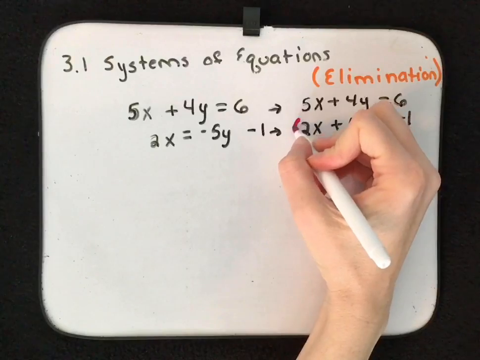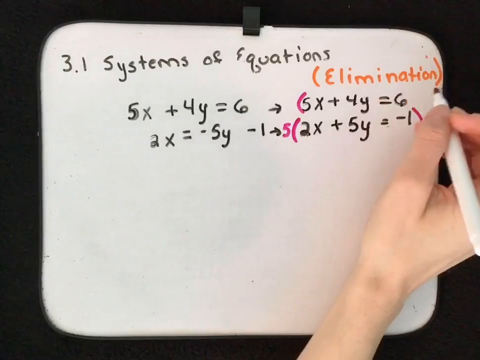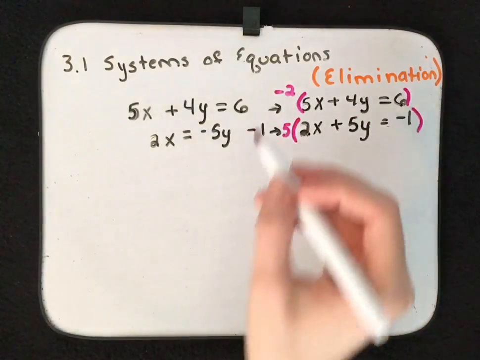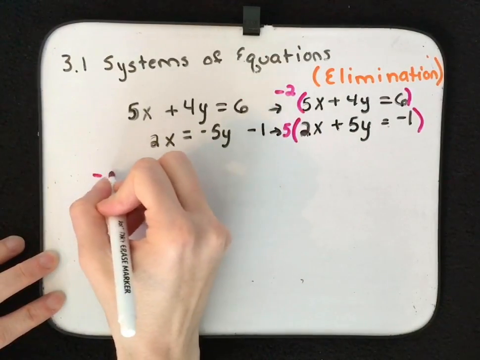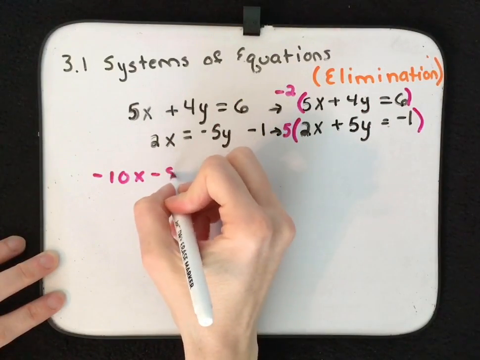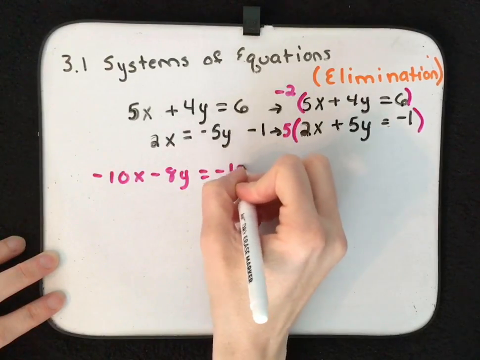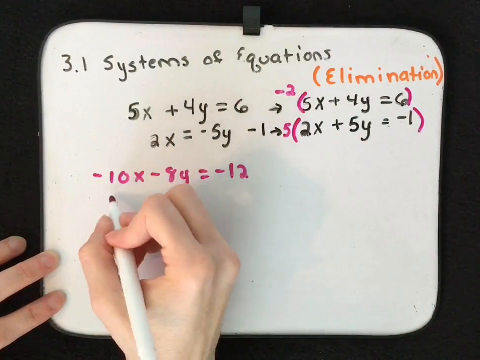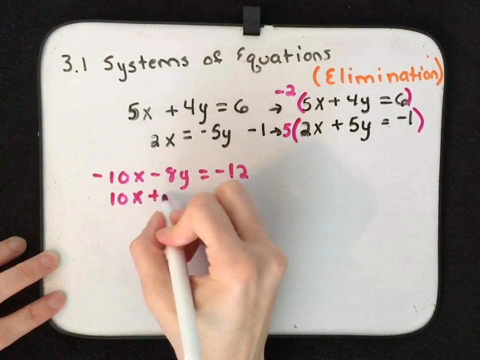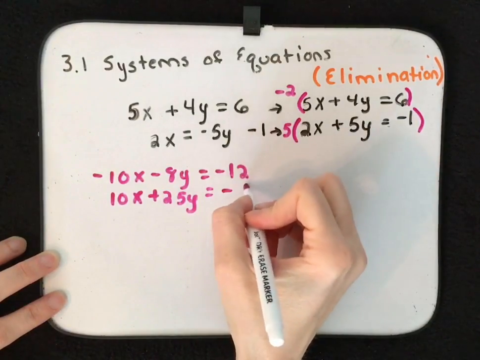If I multiply this entire bottom by 5, and this entire top by negative 2, then we'll get negative 2 times 5x is negative 10x. Negative 2 times positive 4y is negative 8y. Negative 2 times positive 6 is negative 12. 5 times 2 is 10x. 5 times 5 is 25y. 5 times negative 1 is negative 5.